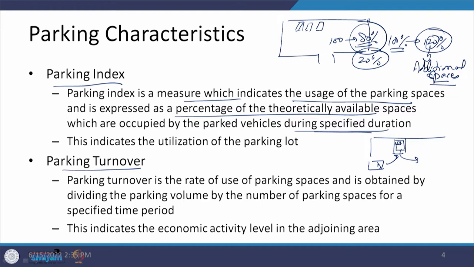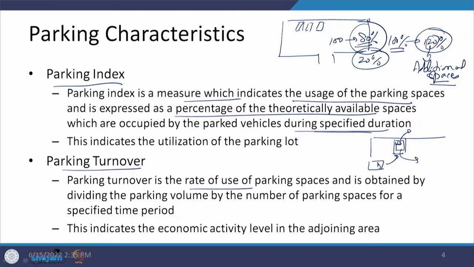It means that these vehicles are coming here for activities which are not going to take much time, and therefore, the same space is being utilized by n number of vehicles in the total time period. Say we are talking from 8 a.m. to 8 p.m. How many vehicles have come and used this particular space? So, this rate of use of parking spaces is obtained by dividing the parking volume by the number of parking spaces for a specified time period. Obviously, if this value is more, it shows more activity in this area, and probably it also gives an idea of the status of economic activities in that particular area. So, it is going to be quite high, only then this turnover is going to be more.